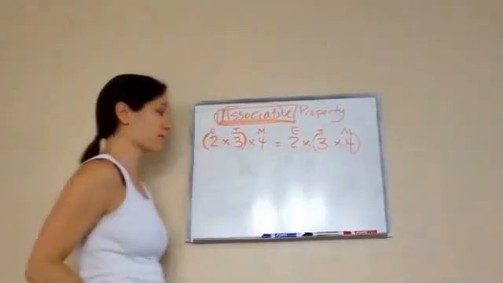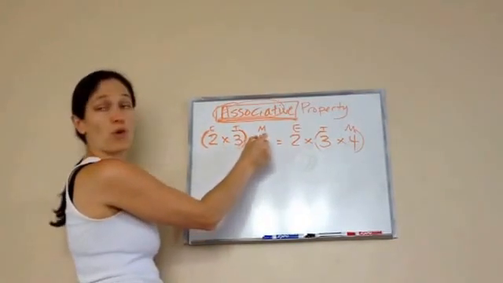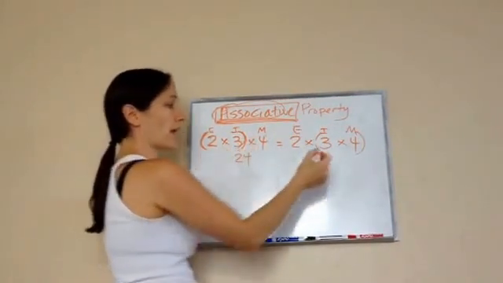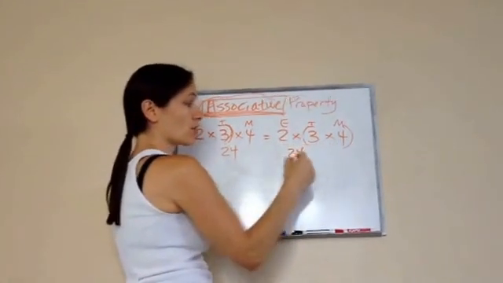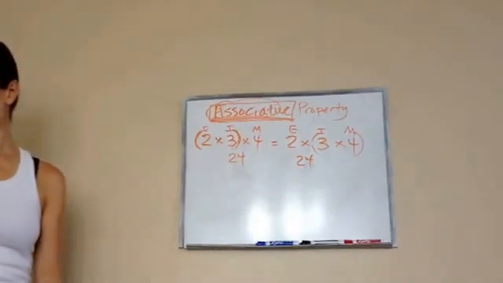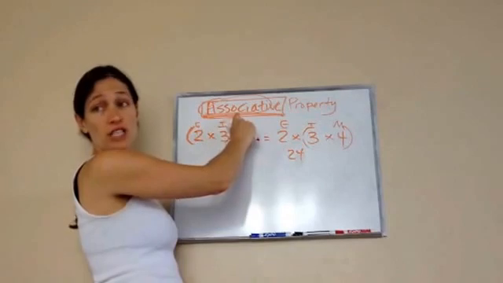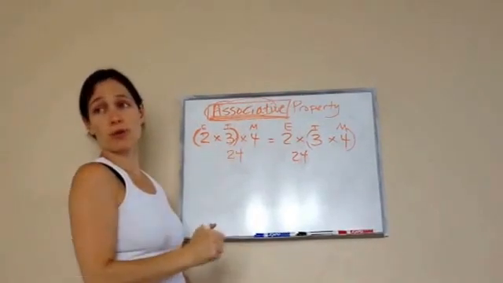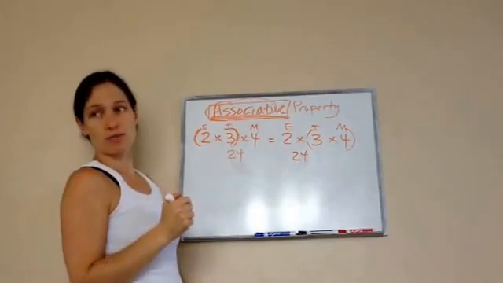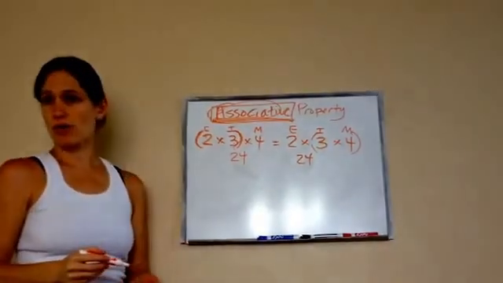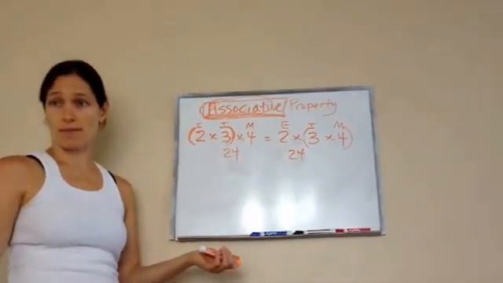So let's do this. 2 times 3 is 6. 6 times 4 is 24. Here, 4 times 3 is 12. 12 times 2 is 24. Okay? Works with multiplication too. So you have an associative property of addition and an associative property of multiplication. But guess what? Division and subtraction, those two don't work. They do not have associative properties because their rule doesn't apply to them. Got it?